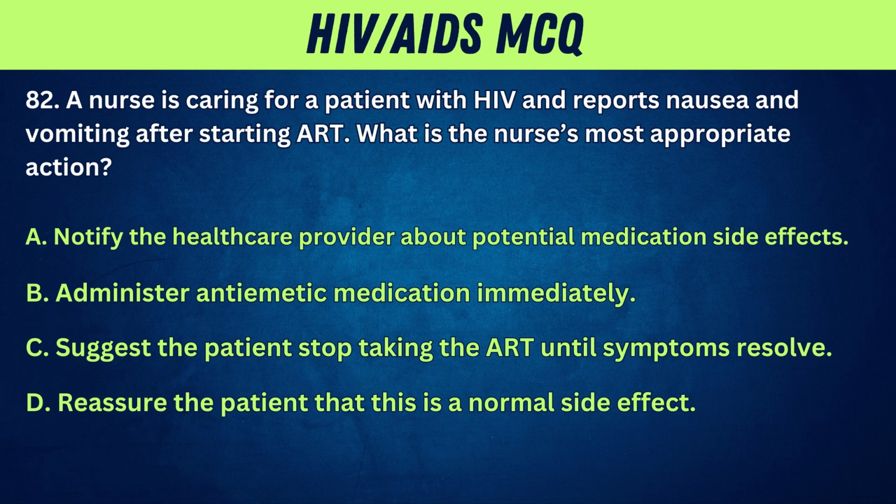82. A nurse is caring for a patient with HIV who reports nausea and vomiting after starting ART. What is the nurse's most appropriate action? A. Notify the healthcare provider about potential medication side effects. B. Administer antiemetic medication immediately. C. Suggest the patient stop taking the ART until symptoms resolve. D. Reassure the patient that this is a normal side effect.